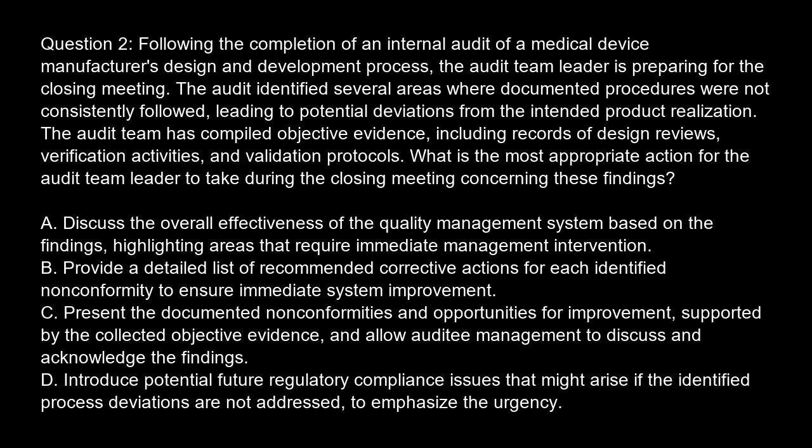Option A. Discuss the overall effectiveness of the quality management system based on the findings, highlighting areas that require immediate management intervention. Option B. Provide a detailed list of recommended corrective actions for each identified nonconformity to ensure immediate system improvement. Option C. Present the documented nonconformities and opportunities for improvement, supported by the collected objective evidence, and allow audit management to discuss and acknowledge the findings. Option D. Introduce potential future regulatory compliance issues that might arise if the identified process deviations are not addressed, to emphasize the urgency.